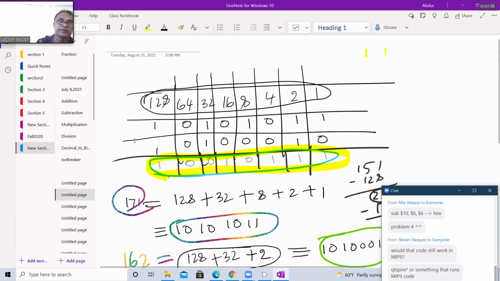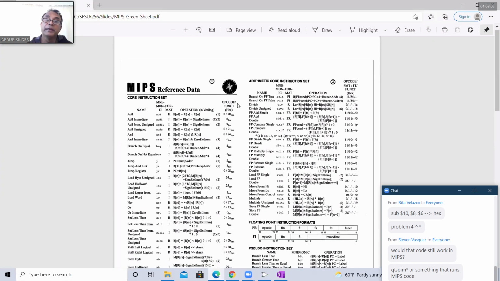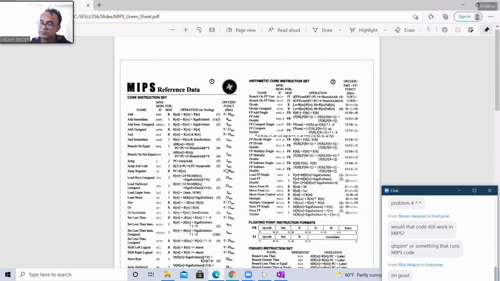Any question with this conversion stuff? Any question from the MIPS reference data? No question? No questions. Okay, cool.